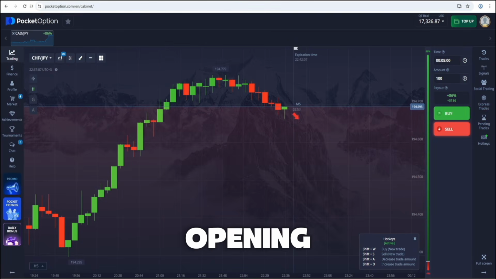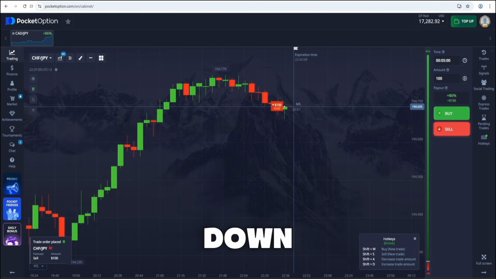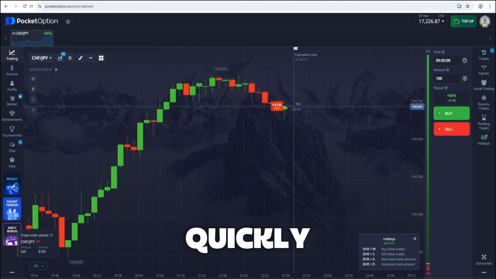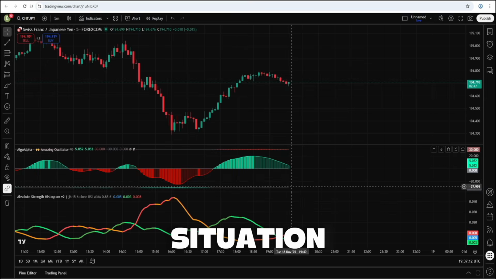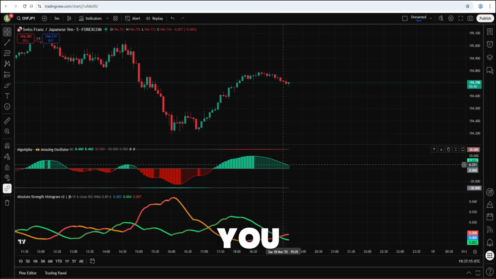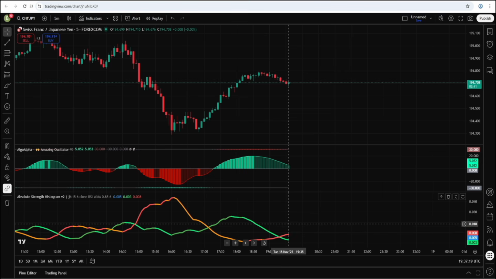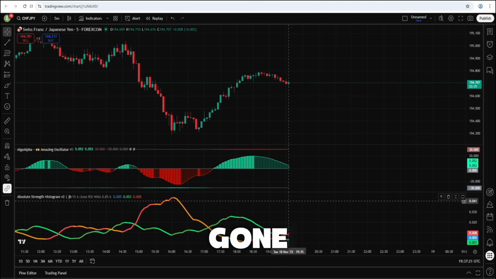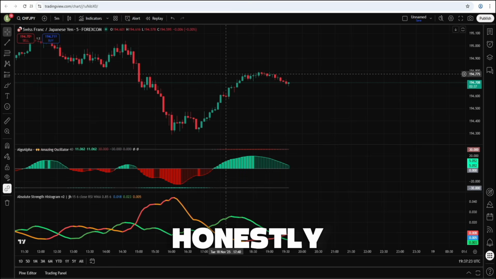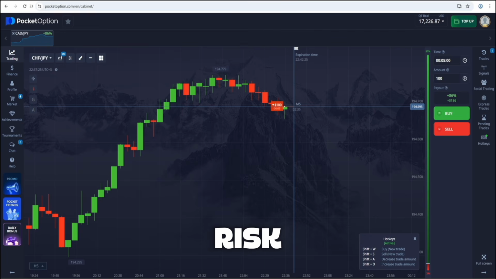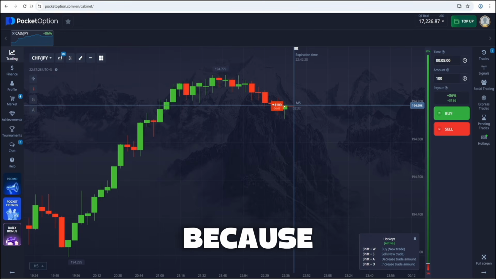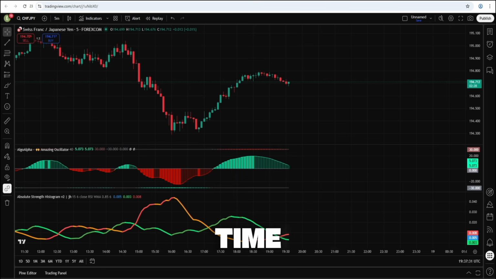So, we're opening another trade, going down again. Let me quickly explain my thinking. The situation is pretty much the same. You can still see the indicator's red line has crossed the green one from the bottom up. However, the histogram hasn't gone red yet. Honestly, you should probably wait, but I'm going to risk it for the video, mainly because this strategy doesn't give us too many signals and sometimes you have to wait a long time.